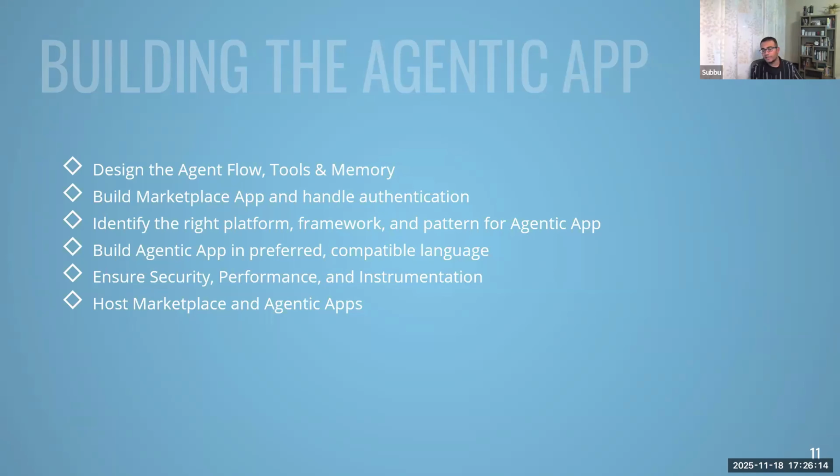There are multiple different ways. It could be email or Slack or Teams. So you can define all of those things and then build the marketplace app. Make sure you handle the authentication. There are a couple of ways we discussed earlier. Find out what is the right way.